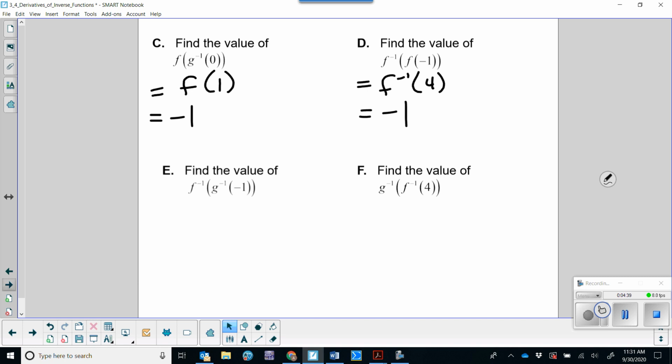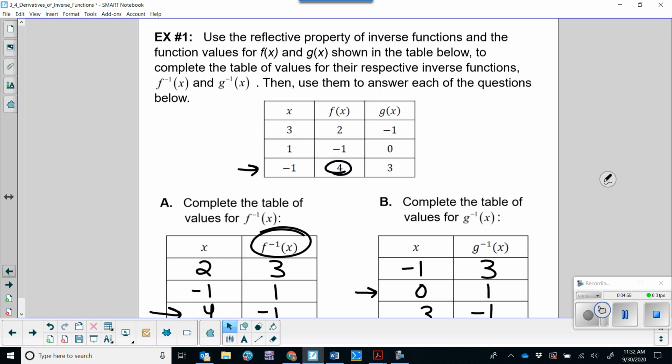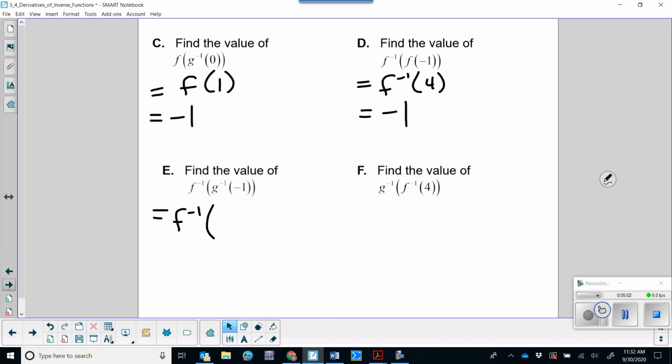Okay, which shouldn't be too surprising, since we went back and forth and got back to where we started, because we did f inverse of f of... Okay, next one, f inverse of g inverse of negative 1. So go back to g inverse of negative 1, and we get 3. So we're going to have f inverse of 3.